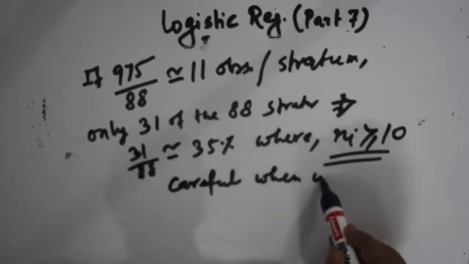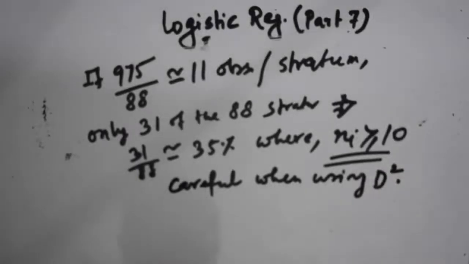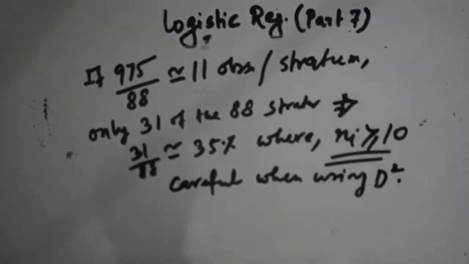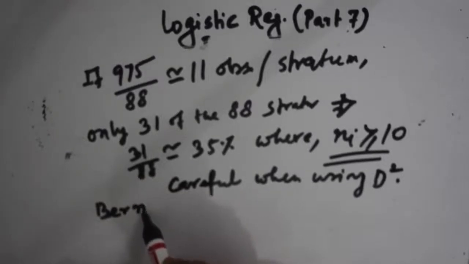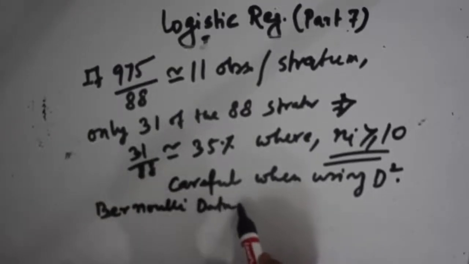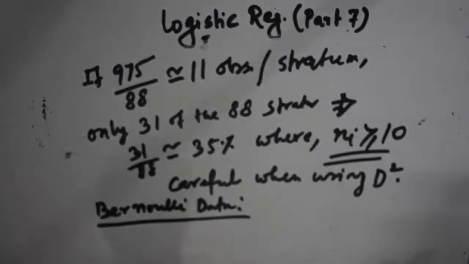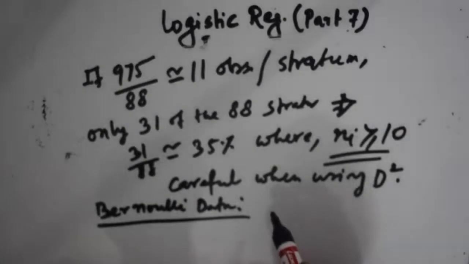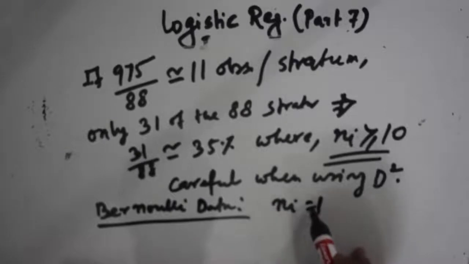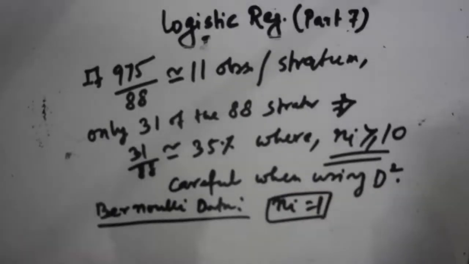when using D square. For Bernoulli data, the parameter estimates are okay, but since each group has only one observation, that is n_i equal to 1, D square will not be asymptotically chi-square, and could give a very deceptive idea of fit.